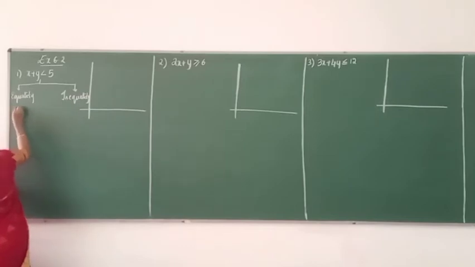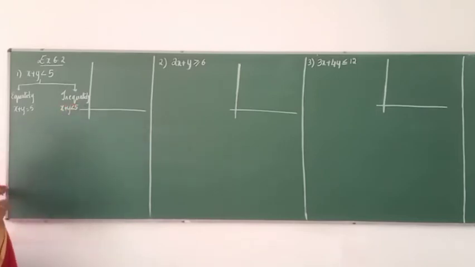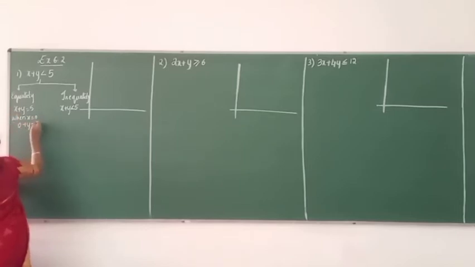Equality means I will write it as x plus y is equal to 5, and here I will write x plus y is less than 5. Here we need to find the x value and y value. When x is equal to 0, just substitute 0: 0 plus y is equal to 5, so y is equal to 5. I can consider this as a point P, that is 0, 5.